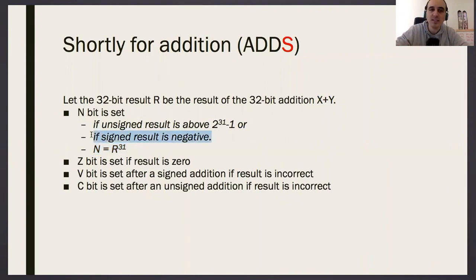What these lines are for are explanations. It means that this N bit becomes 1 if the signed result is negative, and this N bit becomes 1 if the unsigned result is larger than this value. Okay? So these are the results of this situation. You should always check for the last bit. If the most significant bit is 1, N bit is 1.